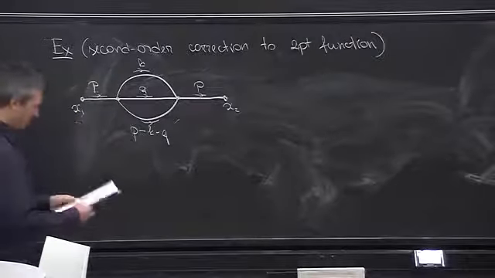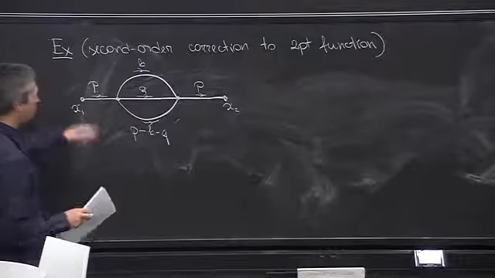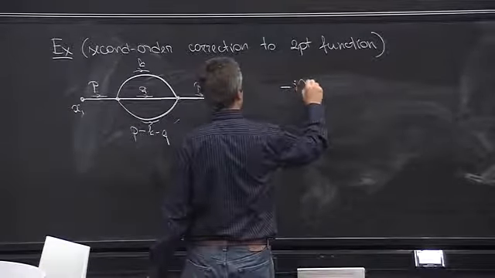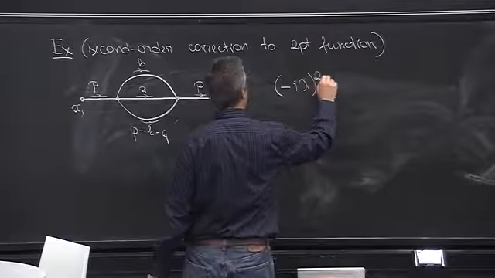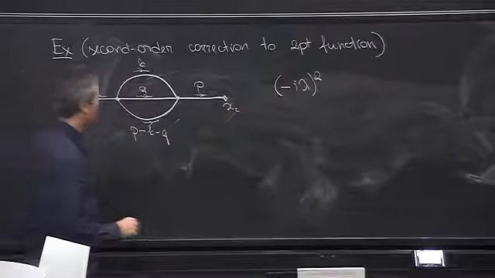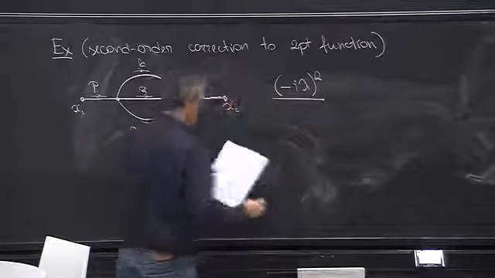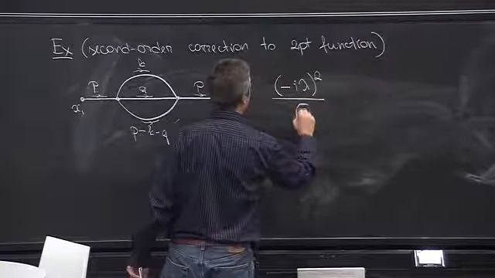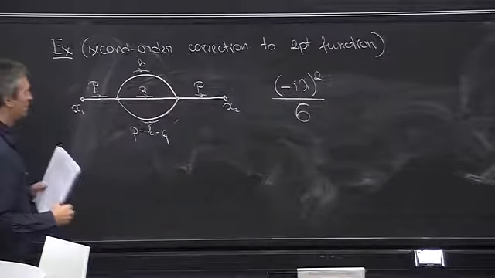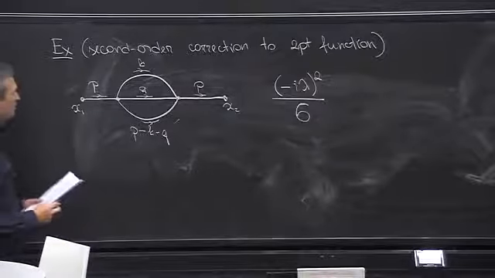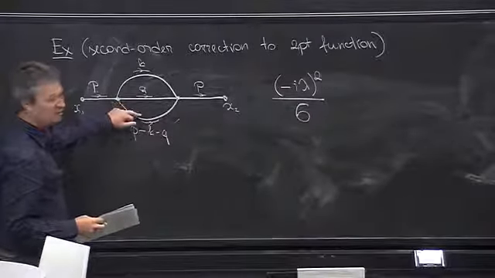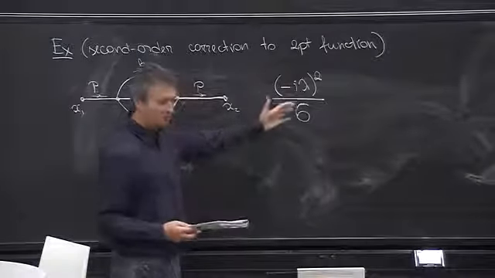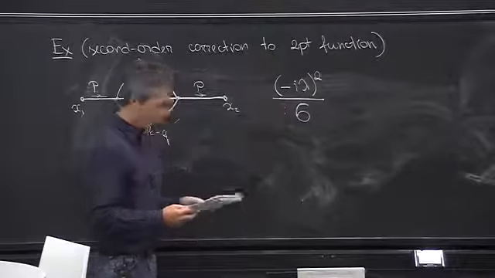Then we start writing the analytic expression for this diagram. Each vertex gives a factor of minus i lambda. There are two vertices, therefore this appears squared. Then we need to divide by the symmetry factor, which is equal to 6. It's the group of permutations of these three lines. You see that they're all symmetric, and the order of the group of permutations of three objects is equal to 6.